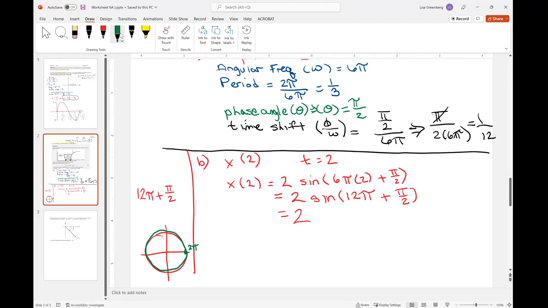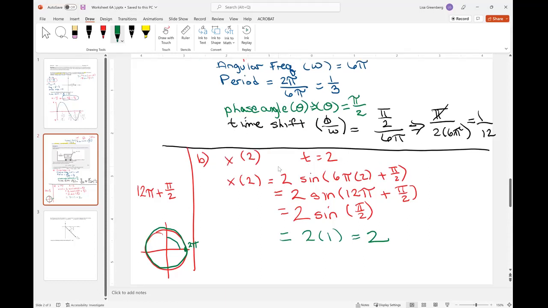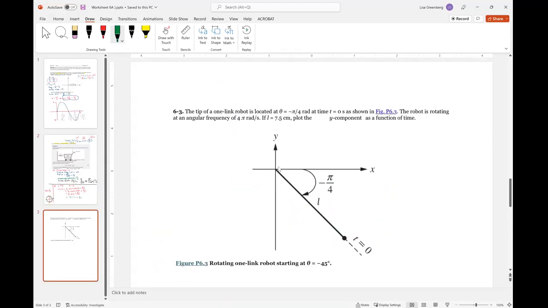So I don't really care. I can rewrite this as the sine of pi over 2, because the 12 pi just kind of circles back around over and over again. And then the last piece makes it go to pi over 2. And the sine of pi over 2 is equal to 1. So this ends up equaling 2 times 1, which equals 2. So that is how you do B, or number 2.